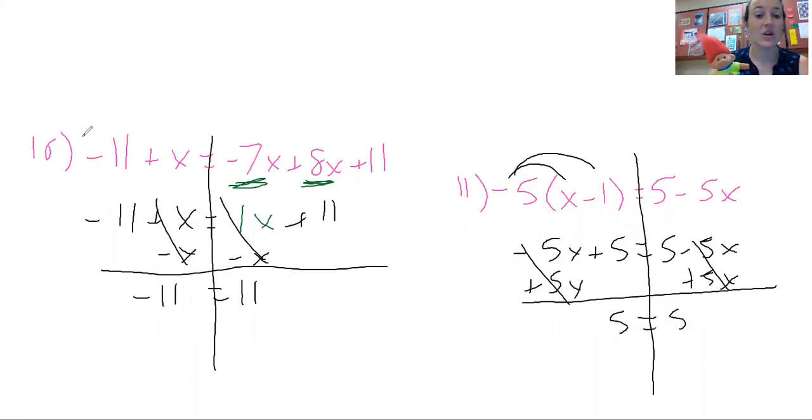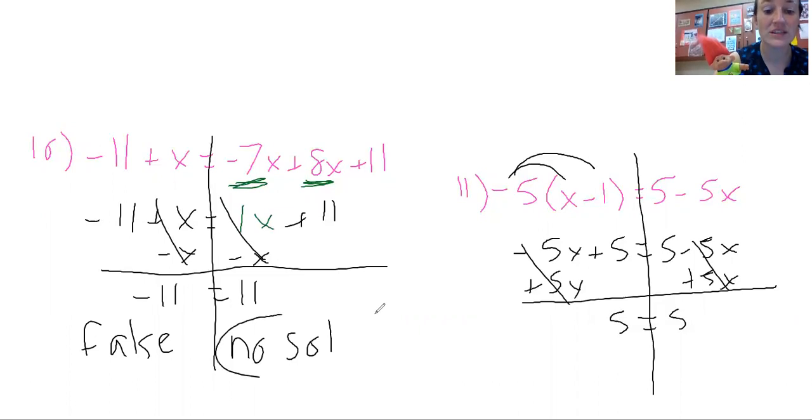Okay, number 10. Combine like terms, combine the variables. We end up with negative 11 equal to 11. Now, it's not enough to leave your answer like that. Is negative 11 equal to 11? No. It does not work if one is negative and one is positive. This is a false statement, which means we have no solution. And you will lose points if you do not tell me no solution. Notice how the left side is not the same as the right side. That's what makes it no solution here.